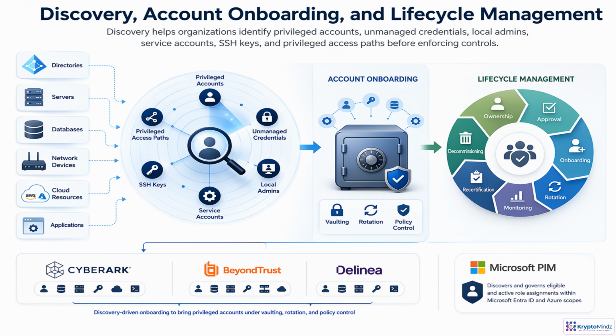Discovery is where effective PAM begins. Before vaulting or rotating anything, you need to know what exists across directories, servers, databases, network devices, cloud resources, and applications. The lifecycle is continuous. Discover accounts and access paths, classify risk, assign an owner, onboard into control, rotate credentials, monitor use, review access, and retire what is no longer needed.